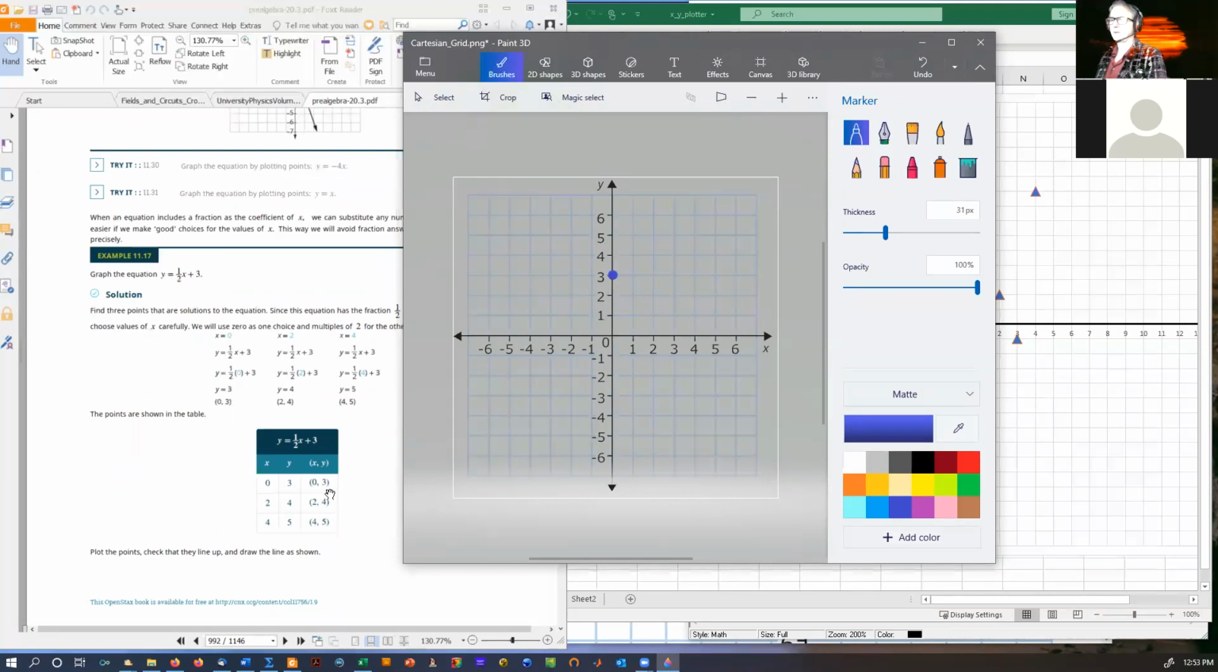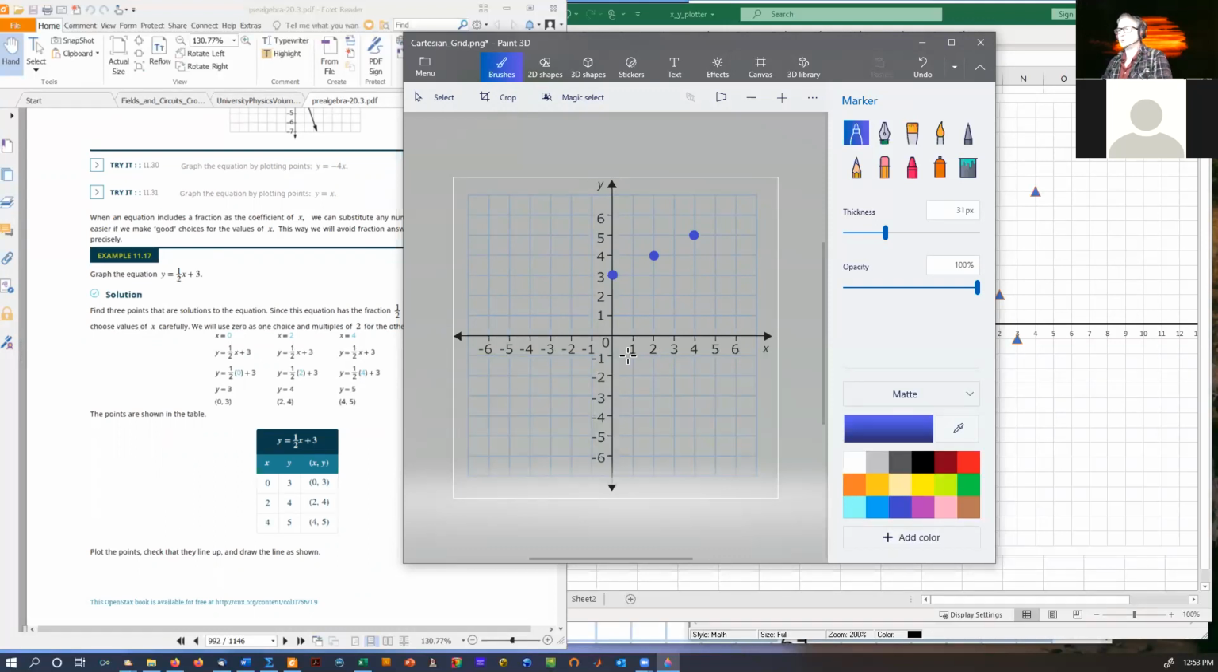Then they pick x equals 2. Well, when x equals 2, 2 times 1/2 is 1. 1 plus 3 is 4, so y equals 4. X equals 2, y equals 4. Okay. X equals 4, right? 4 times a half is 2, plus 3 is 5. So x equals 4, y equals 5, right? So there's your straight line doing this, right?